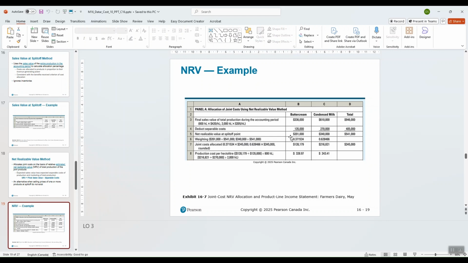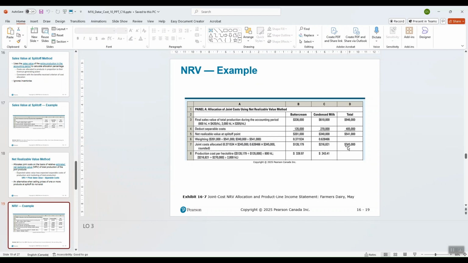Then what you do is you calculate the weightage using these amounts. Say, okay, well, these are the net realizable values at the time of the split-off point, and then we calculate this is 37.15% or 0.3715, and this is 62.84%, which is 0.628466. Then you use these proportions to allocate your joint cost.